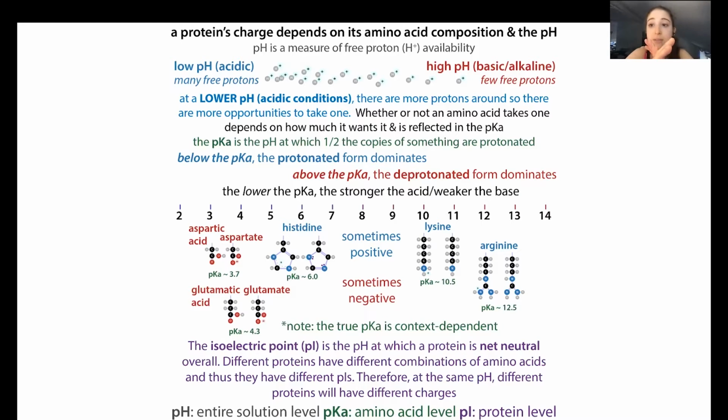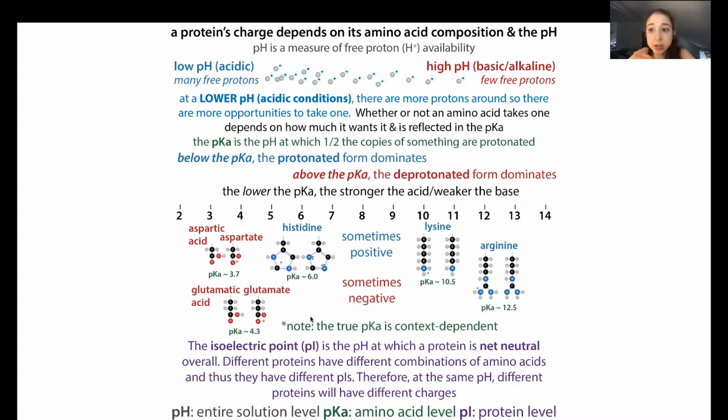But at some point you'll have a pH at which the protein is overall neutral. So the amounts of positive balance the amounts of negative. And we call this the isoelectric point, or the pI. This doesn't mean that the protein doesn't have positively charged arginines and lysines. It does. It doesn't mean that it doesn't have negatively charged aspartate and glutamate. It does. Instead, what it means is that overall the protein is neutral, so the charges cancel out. But you can still have charged patches. The pI, the isoelectric point, is the point at which a protein is neutral overall.